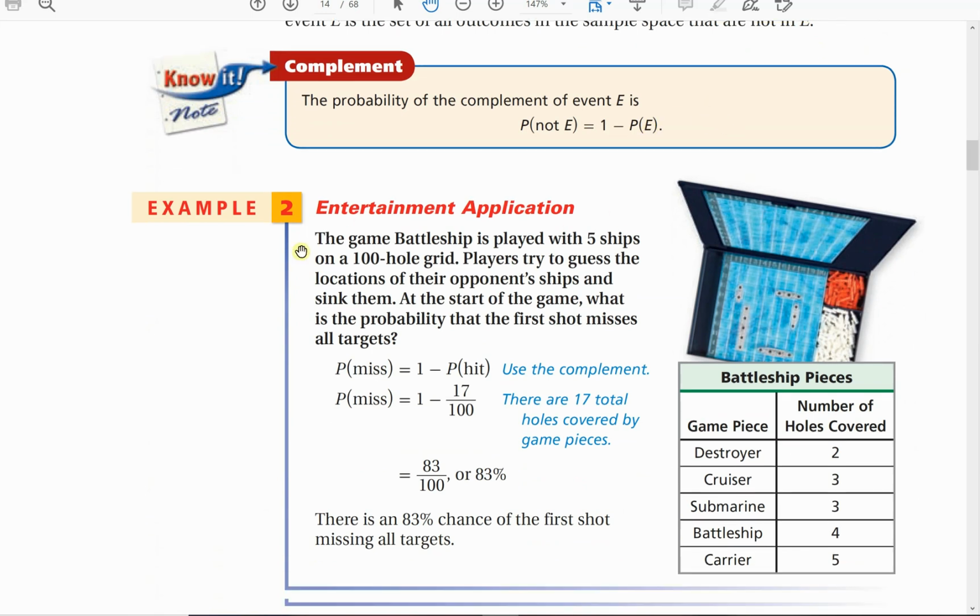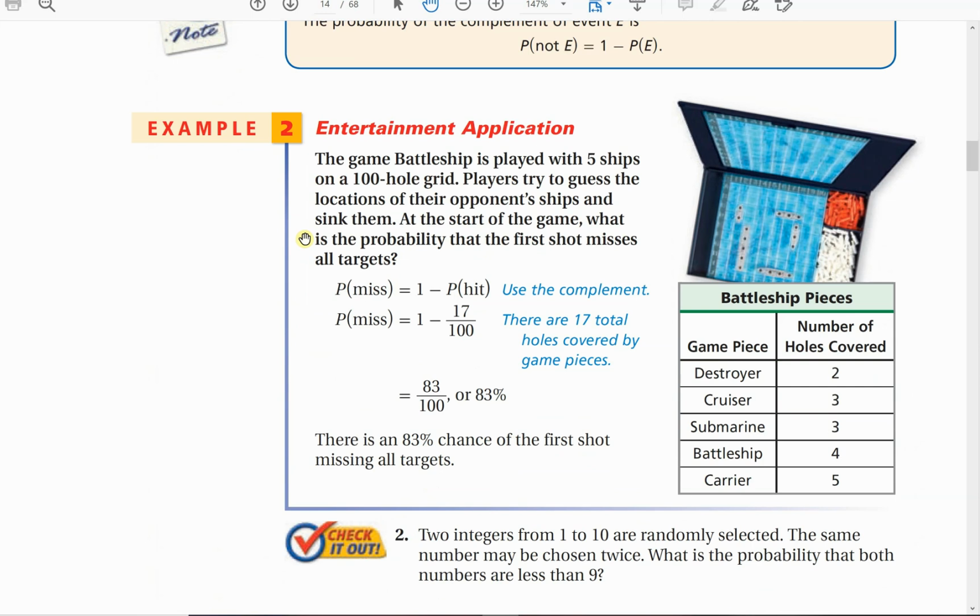So if you've played the game of Battleship before, you are aware that you've got 5 ships on a 100-hole grid, and players are going to try to guess the location of their opponent's ships and then sink them. At the start of the game, what's the probability the first shot misses all the targets? All right, let's take a look at the table here. Destroyer's got 2 holes, cruiser has 3, submarine has 3, battleship has 4, carrier has 5. So it's a total of 17 holes. So they have a 17 out of 100 chance of making a hit.